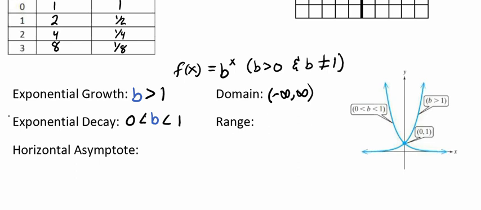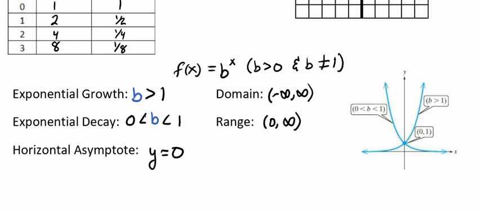We do have a restriction to our y value. Notice here that our x-axis acts as a horizontal asymptote. So here our range is going to be from 0 up through infinity with this parent function. And our equation y equals 0, or the x-axis, is our horizontal asymptote.